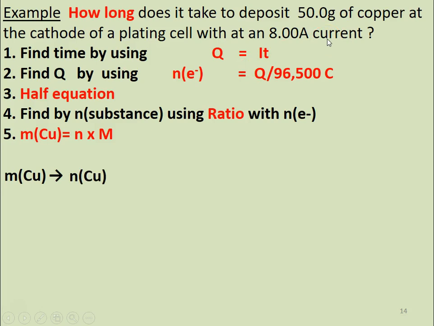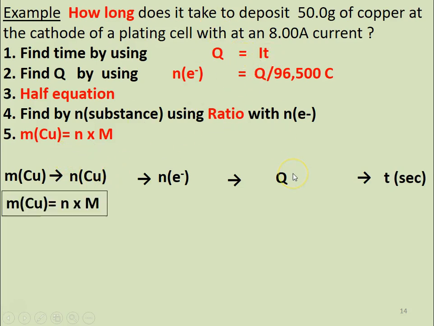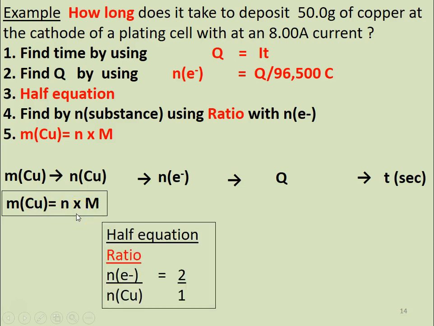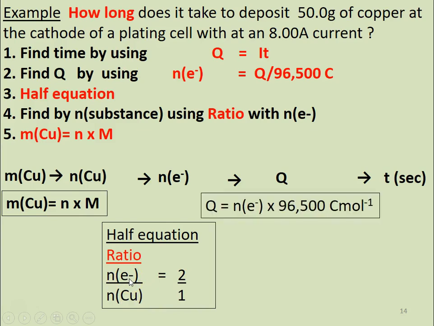You're going from the mass of the copper to the number of moles of the copper, using your ratio to find the number of moles of electrons. Then you find Q, and then you're going to rearrange Q to find T. So you're using this equation backwards now. Once you've got the mass of copper, then you can find the number of moles. You use your half equation to find the number of moles of electrons. It's around the other way from the previous example.